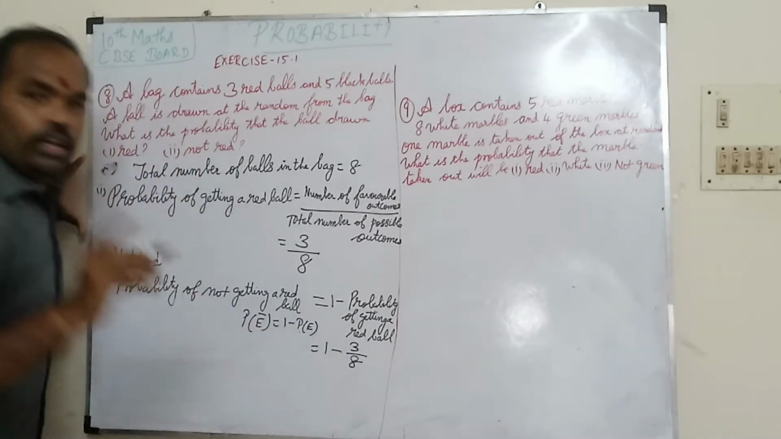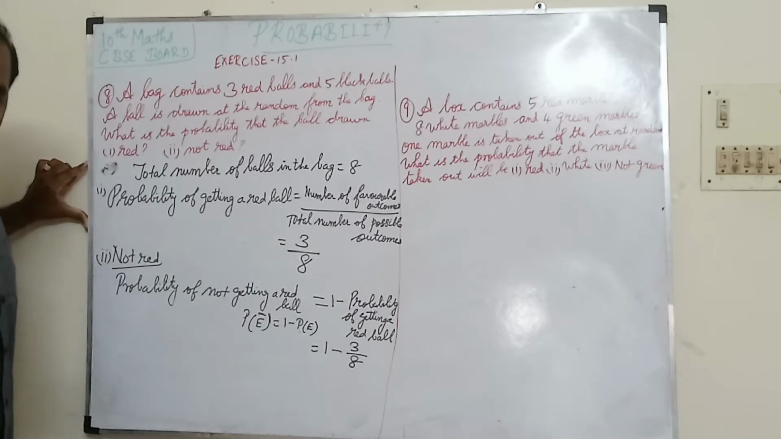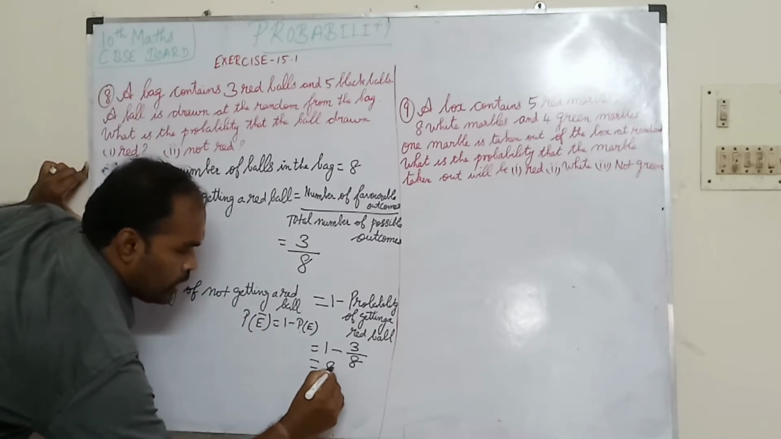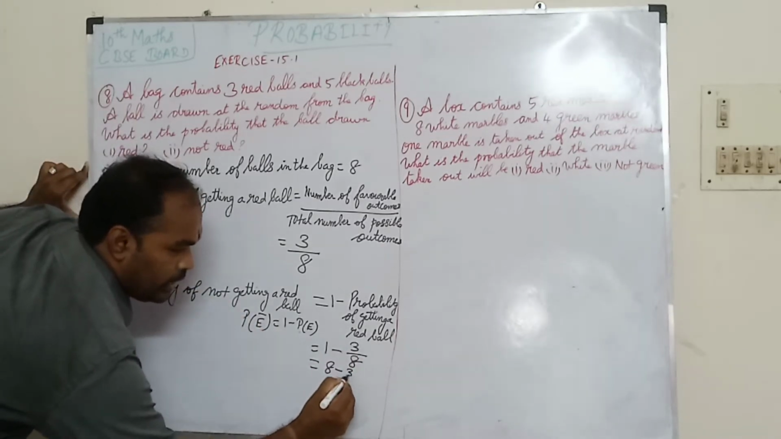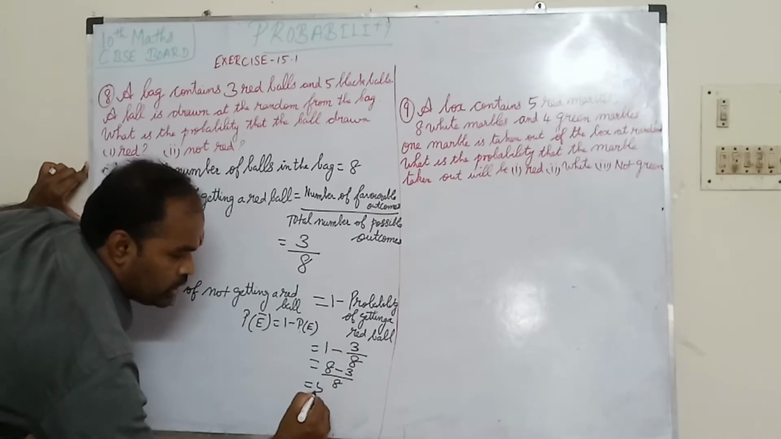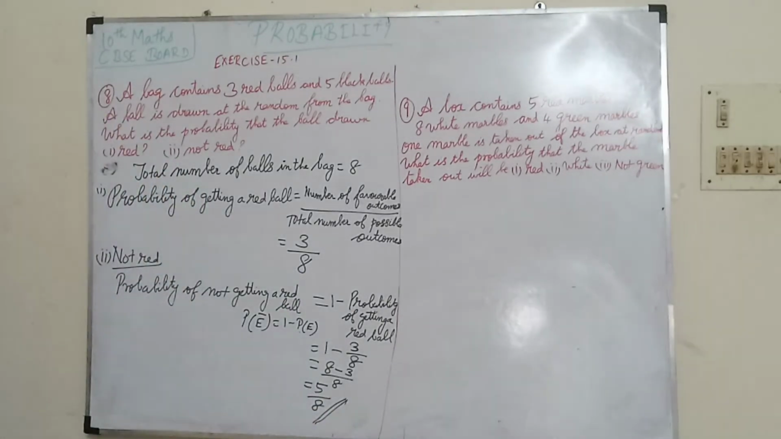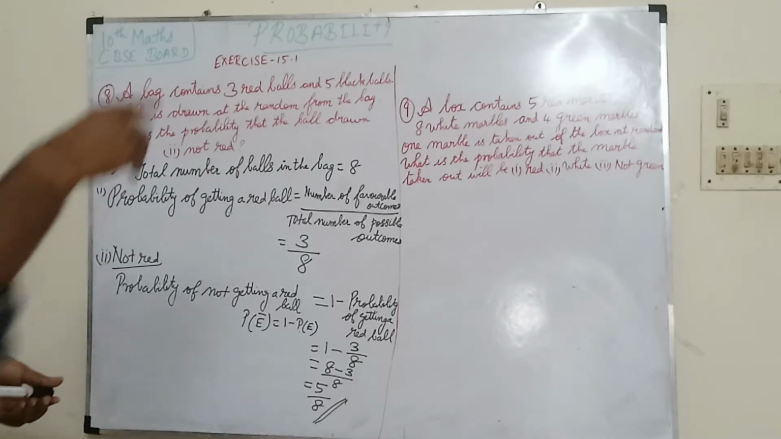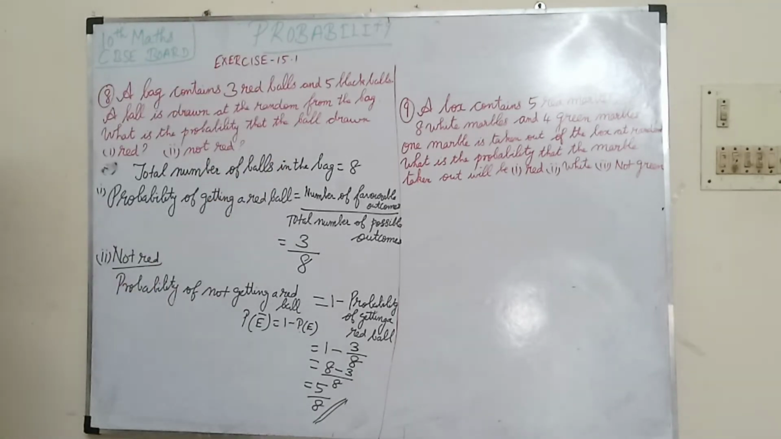So 8 into 1, how much? 8. Minus 3, 3 by 8. 8 minus 3 is how much? 5. 5 by 8. So this is the answer. Now we are going to move to the next question.